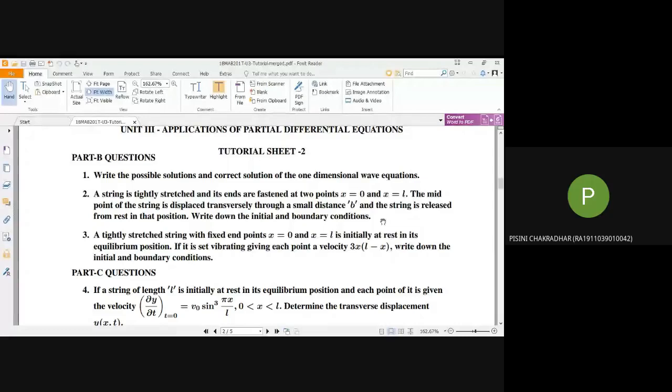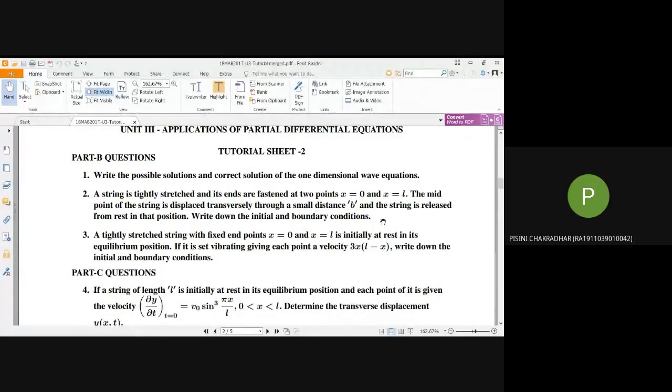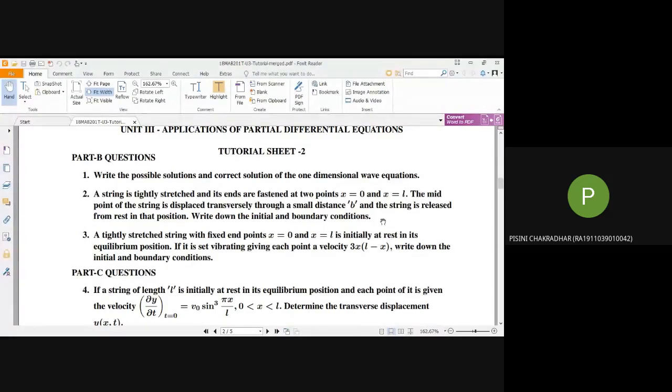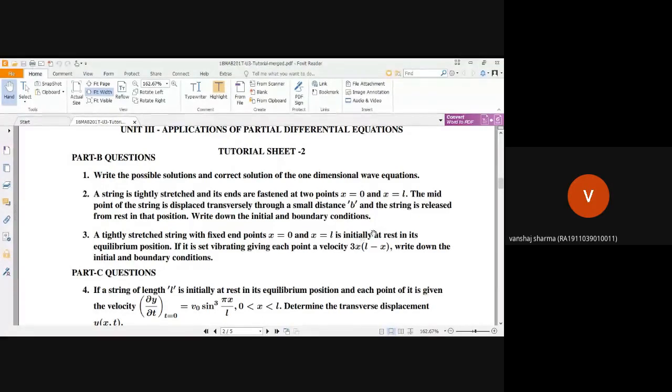Initially it is at rest: yt of x comma 0 equal to 0. Very good. Then y of x comma 0, it's a midpoint, equal to the given shape.